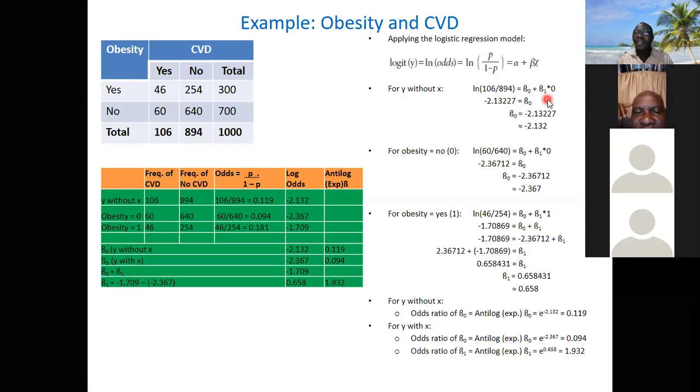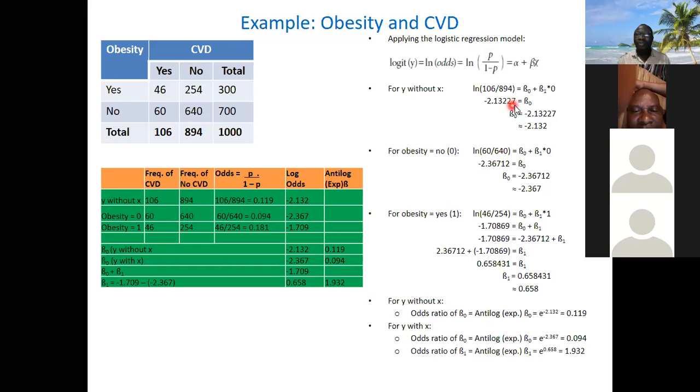Now, if you take the logarithm of this, look at the way you calculate it here. Look at this table: y without x. The frequency of CVD is 106. The frequency of no CVD is 894. If you say P over 1 minus P, 106 over 894, it gives you 0.119. The logarithm of 0.119 will be minus 2.132. Can you see? That is what you have there.